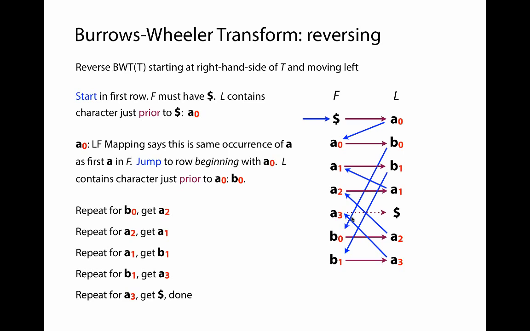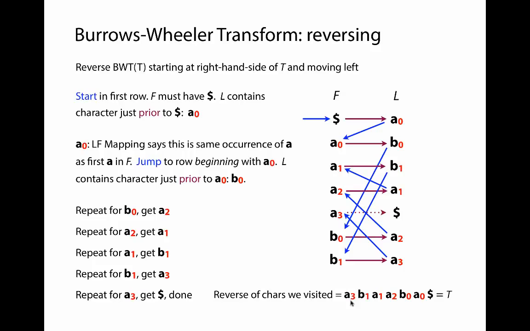And then we're done, because we can see, first of all, we know how many characters are in T. So that's one way we know that we're done. But then also, once we make it to this row, we can look in the last column and see that $ sign is there, and that tells us we've wrapped all the way around. So if you write out the characters that we encountered along this walk in reverse order, they are the following: $, A sub 0, B sub 0, A sub 2, A sub 1, B sub 1, A sub 3. That is indeed the original string T.